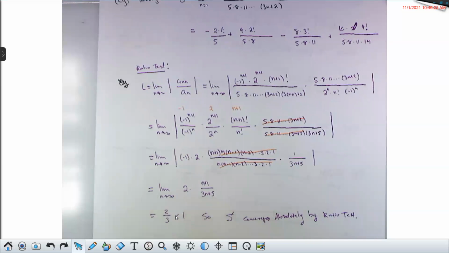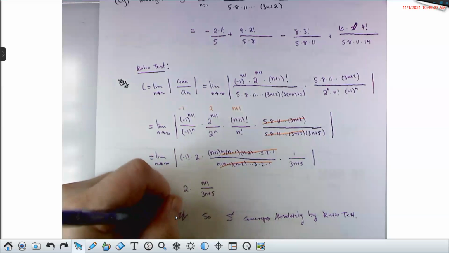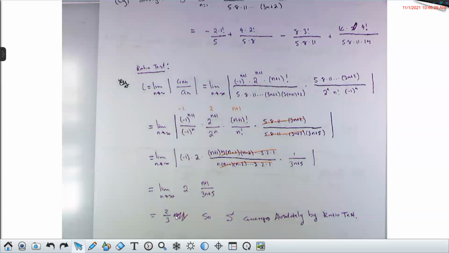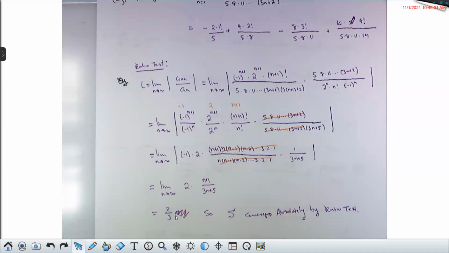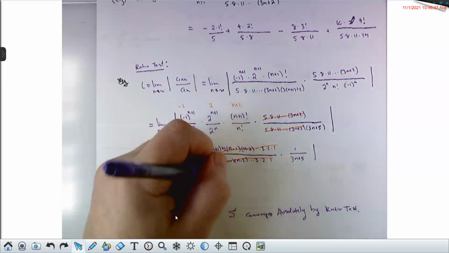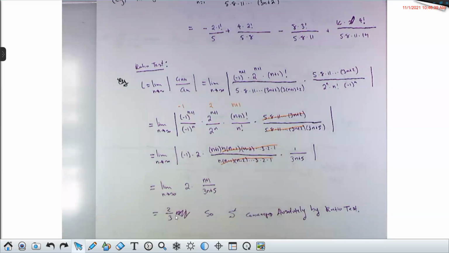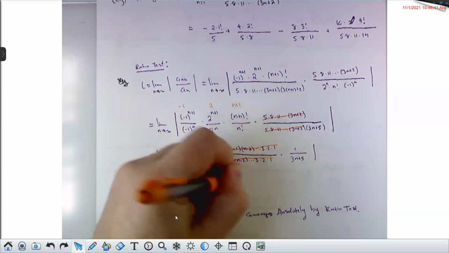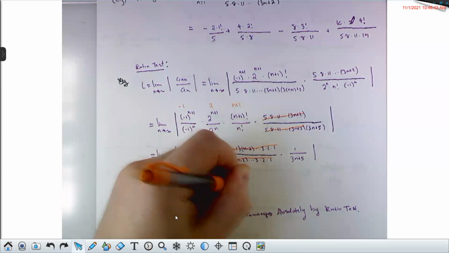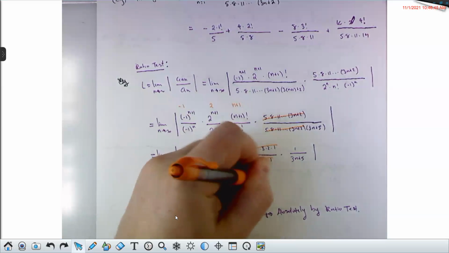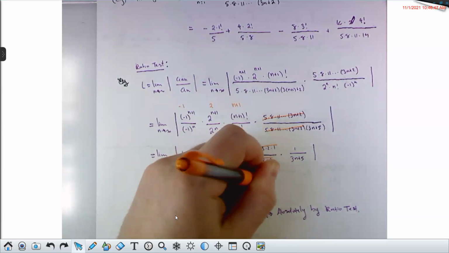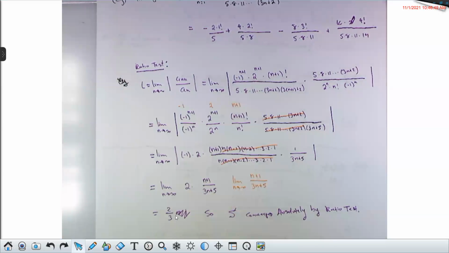Wait, how did it go to 2/3 if infinity over infinity is an indeterminate ratio? Well, remember, we've got a bunch of different ways we can calculate these limits. We need to be practiced with this. So if you want to look at the limit as n goes to infinity of (n plus 1)/(3n plus 5), it is infinity over infinity, which is an indeterminate form. So there's two ways you can handle that.